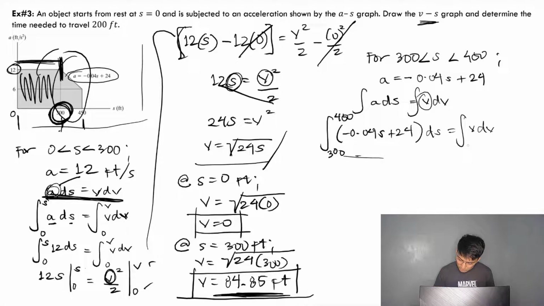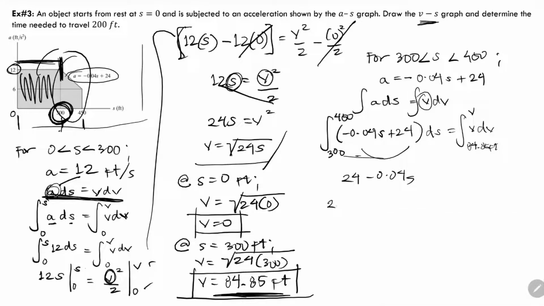Now, the limit here is 84.85 feet per second to the velocity that we do not know yet, which is what we are solving for. Let us rearrange this: 24 minus 0.04 S. This makes it easier to integrate. So, integrating, we have 24S minus 0.04 S squared over 2, limits from 300 to 450.